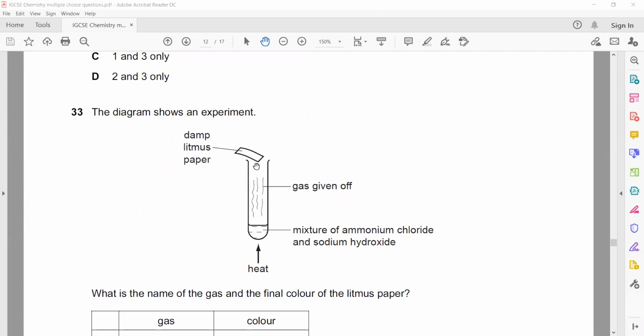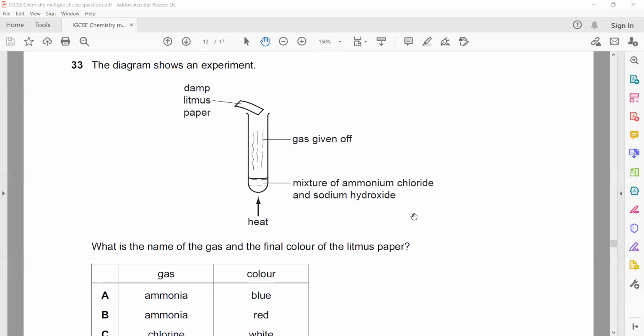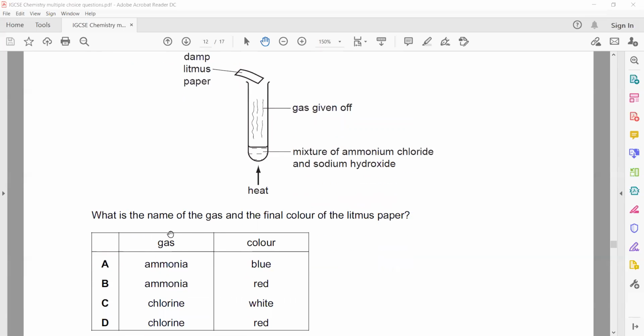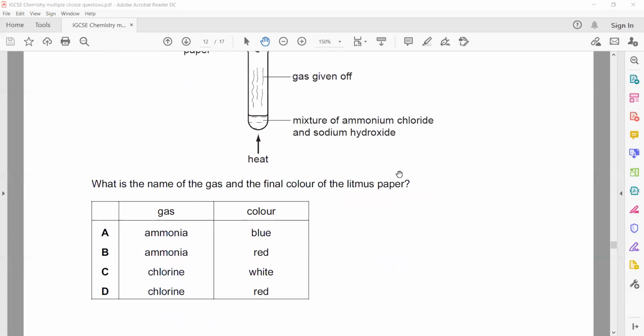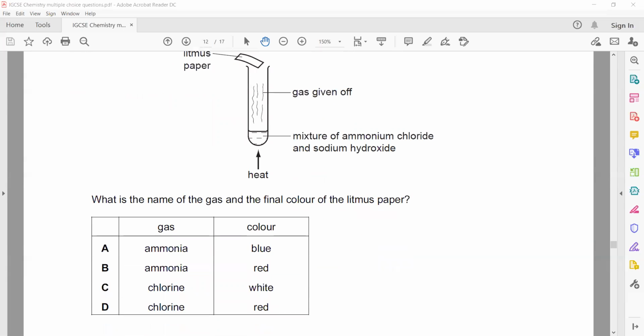The diagram shows an experiment. A damp litmus paper is there, a gas given off, ammonium chloride and sodium hydroxide. What is the name of the gas? So ammonia is there. When alkali is added to an ammonium salt, it releases ammonia gas, and ammonia is an alkaline gas. So what will happen to the litmus paper? The litmus paper will turn blue.